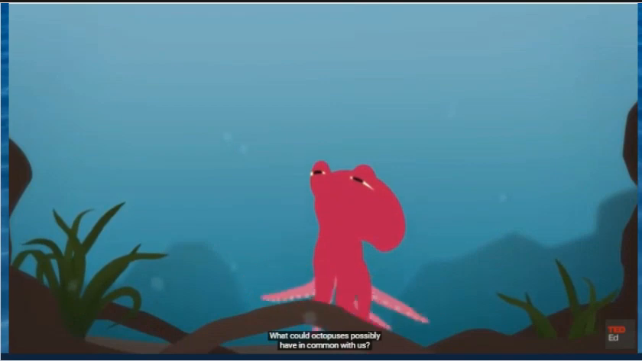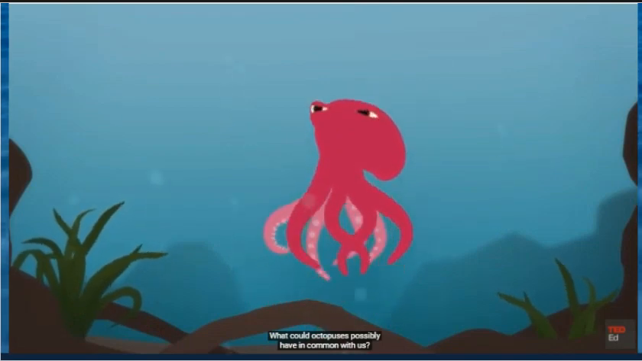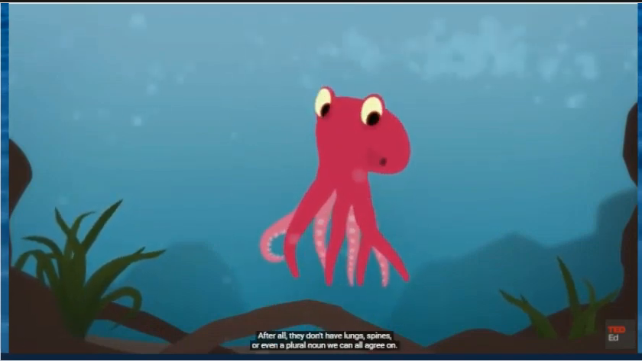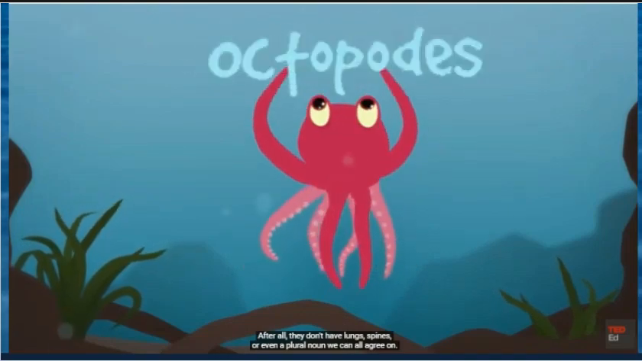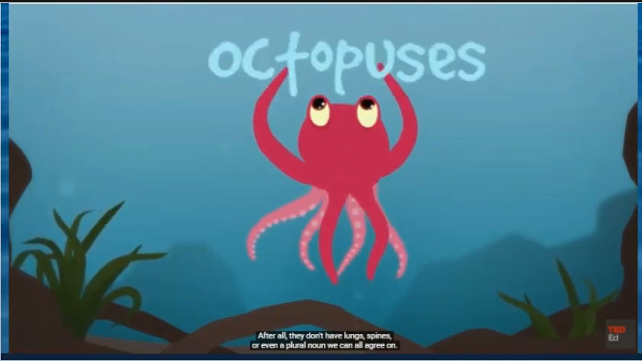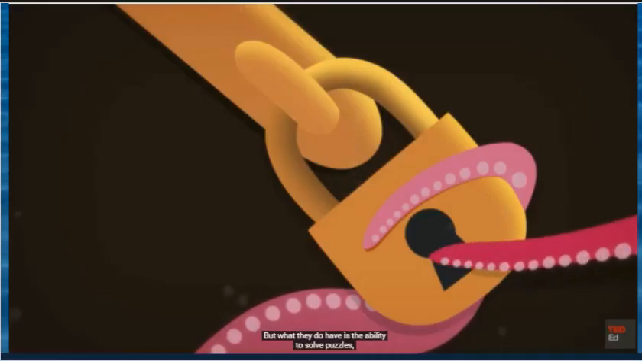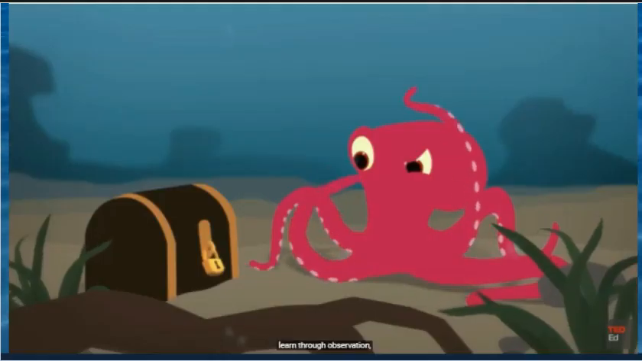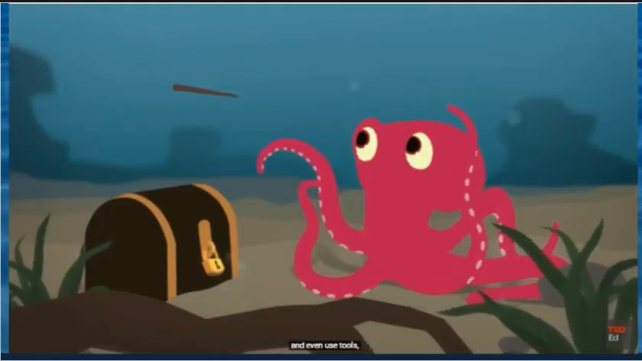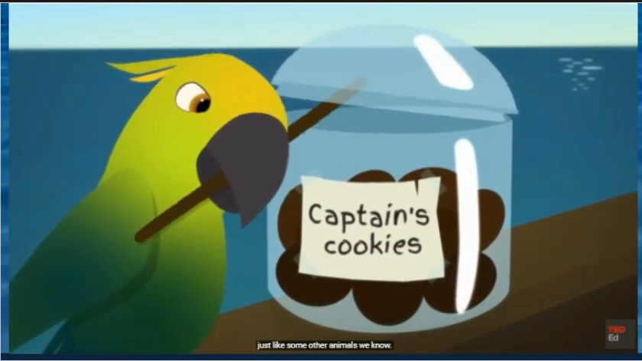octopuses. What could octopuses possibly have in common with us? After all, they don't have lungs, spines, or even a plural noun we can all agree on. But what they do have is the ability to solve puzzles, learn through observation, and even use tools, just like some other animals we know.